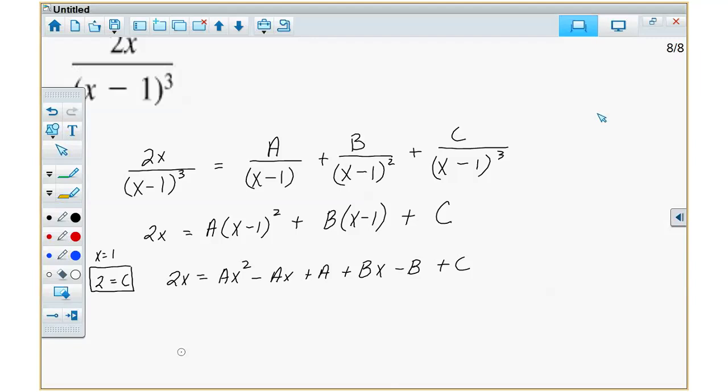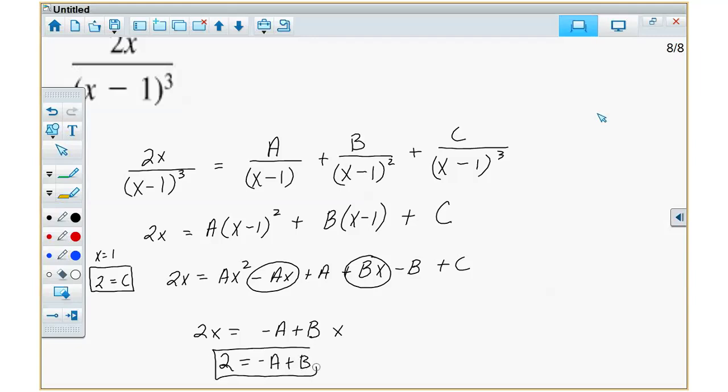And that's going to give me, if I take these two and put them together, because this is 2x, I'll get 2x is equal to negative a plus b times x. So 2 is equal to negative a plus b. That's one. That's not going to help us very much, so we're going to have to use something else.